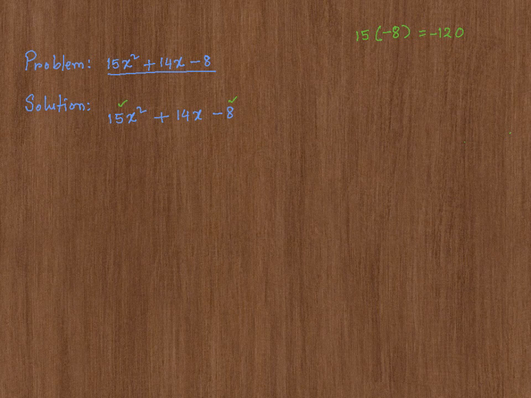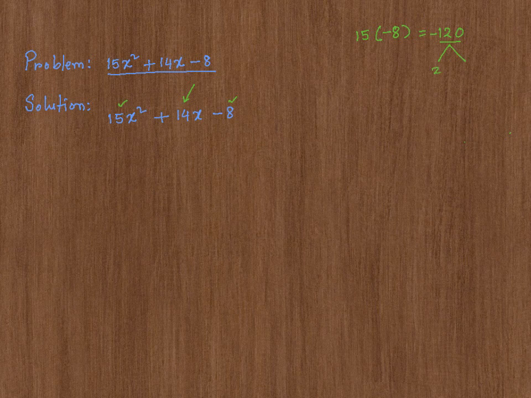Now I need to factor negative 120 as a product of two factors in such a way so that the sum of those two factors becomes the coefficient of the x term, which is 14. And this basically could be factored in many ways. The easy way to do it is to create this tree structure. So forget about the negative sign for now.